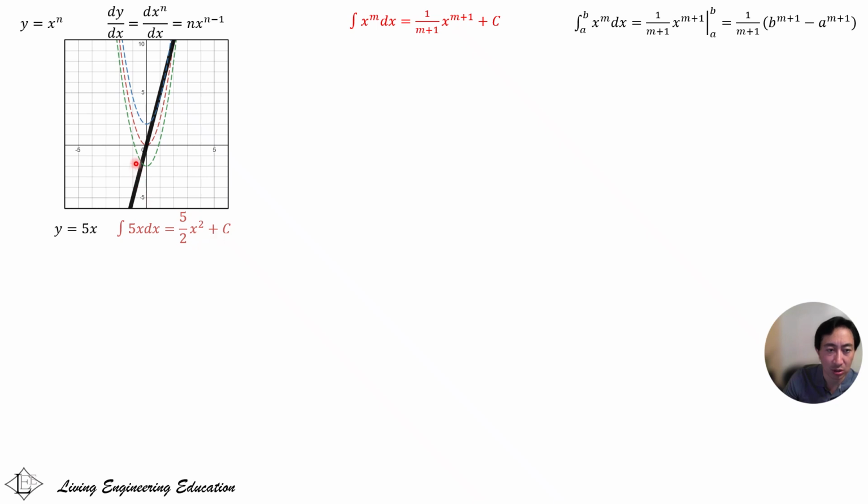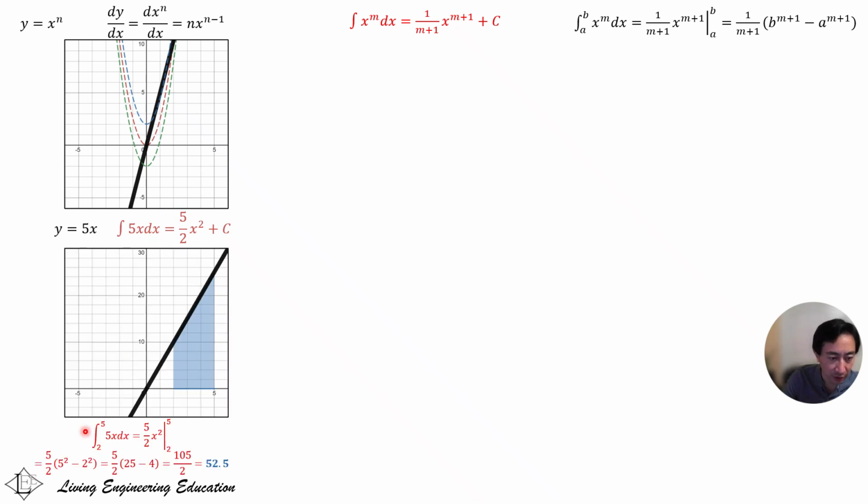And so that's shown in dashed red. When c is positive 2, it's shown in blue, and when c is negative 2, it's shown in green. Right, just showing that there are infinite solutions to this. Let's set this to a definite integral. So here we have the definite integral from 2 to 5. Take this first part of the integrand and then apply the upper and lower limits 2 to 5.